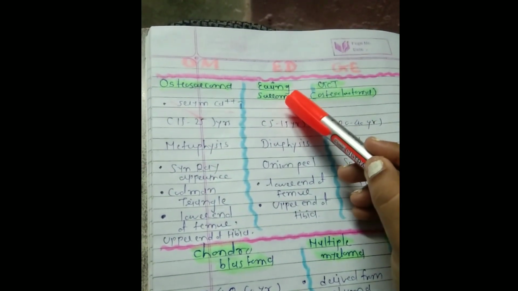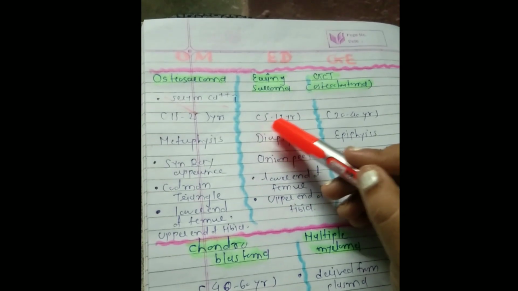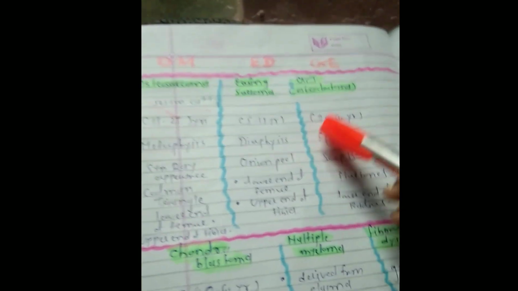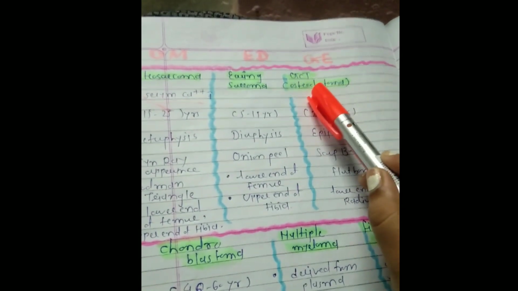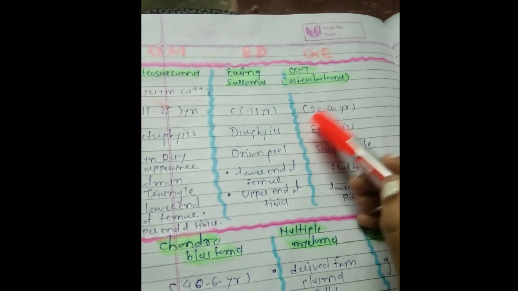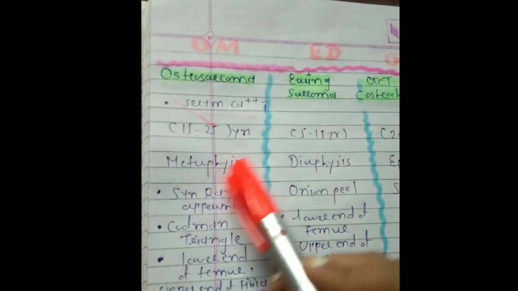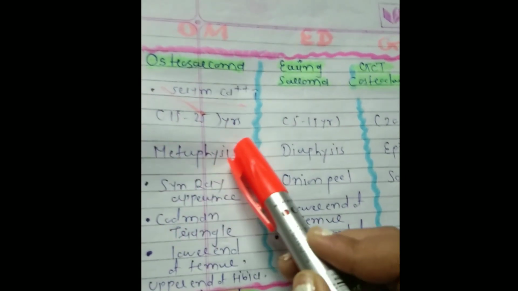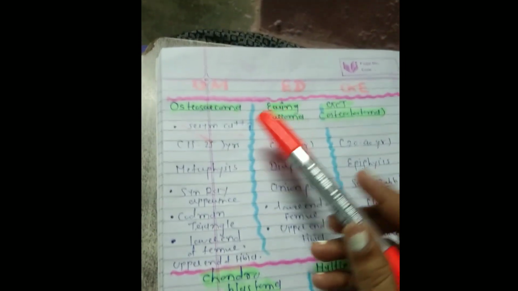Ewing sarcoma is commonly affected at 5 to 15 years of age. Then GCT, which is your osteoclastoma, happens at 20 to 40 years of age. And for the most common site in the bone, we are going to remember it by the mnemonics which I made.